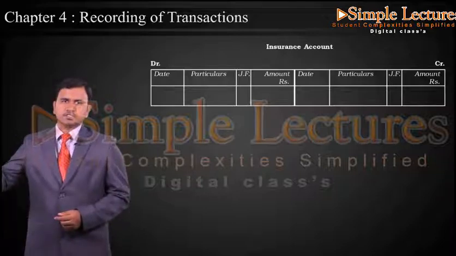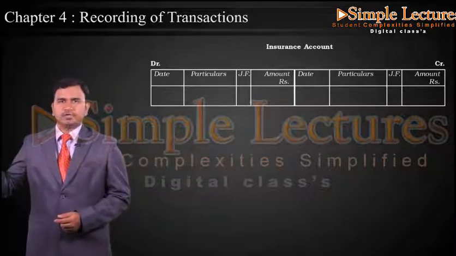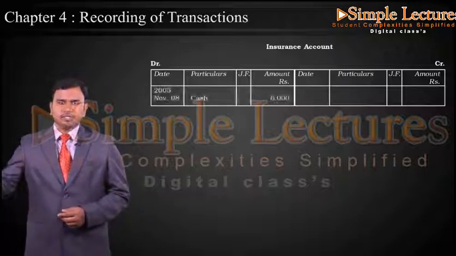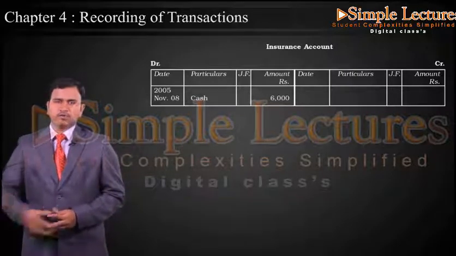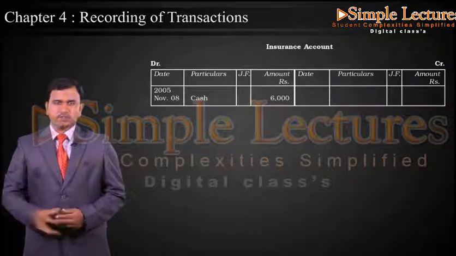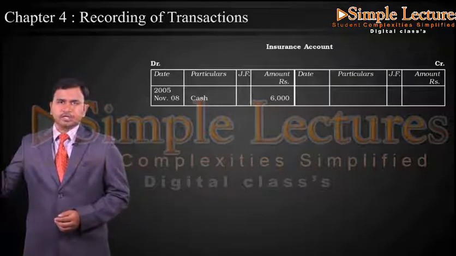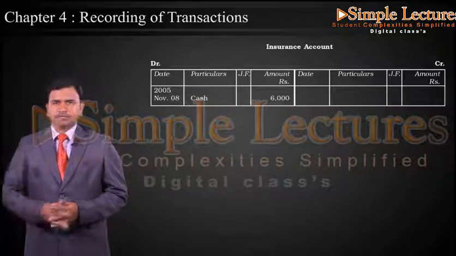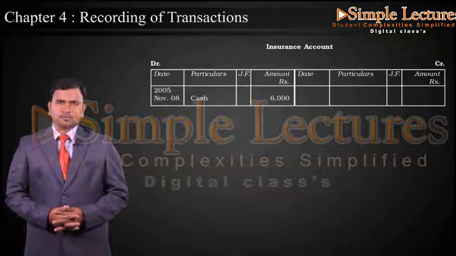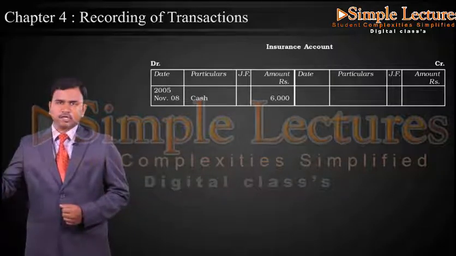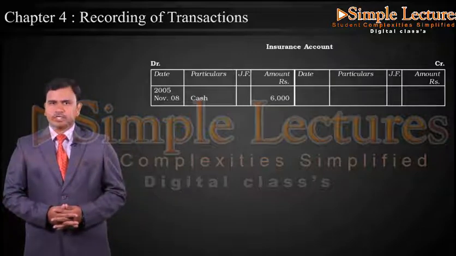The entry was in the credit side of the cash book on November 8. The same will be posted to the debit side: November 8, to cash account, in the amount column 6,000. Then we close this account with 6,000 on both sides. On the credit side, above the total, carried down 6,000, and on the debit side, next to the total, to balance brought down 6,000.